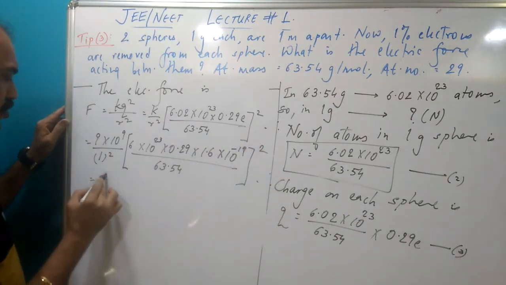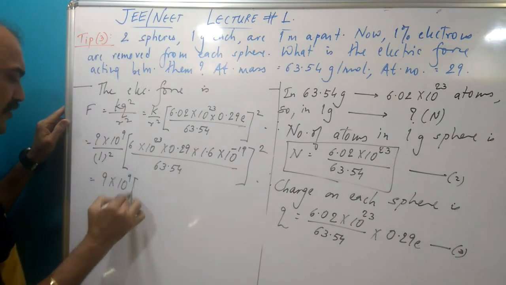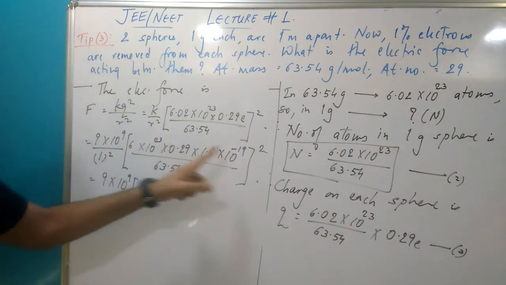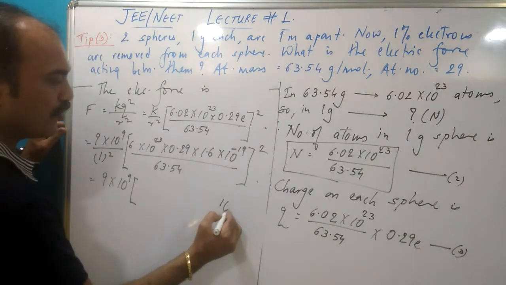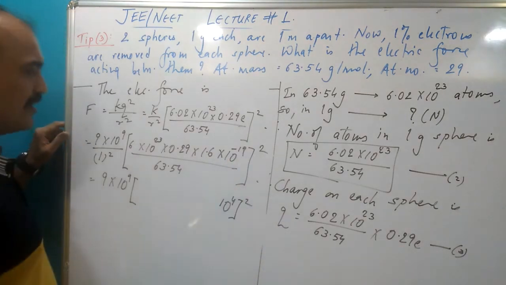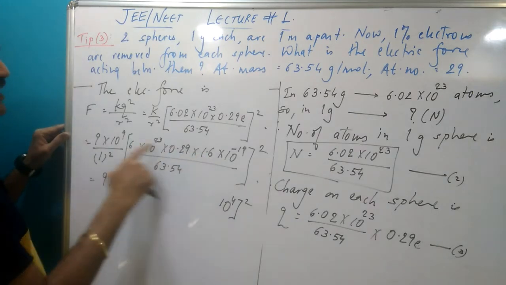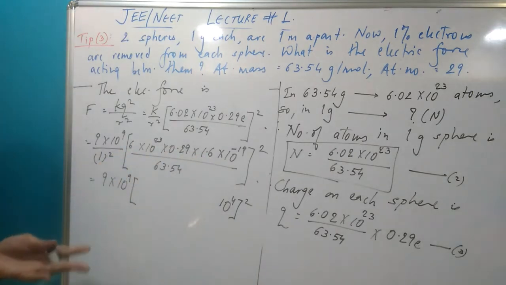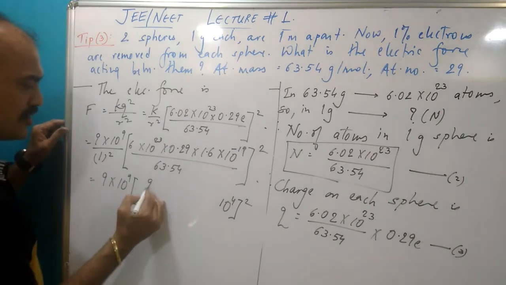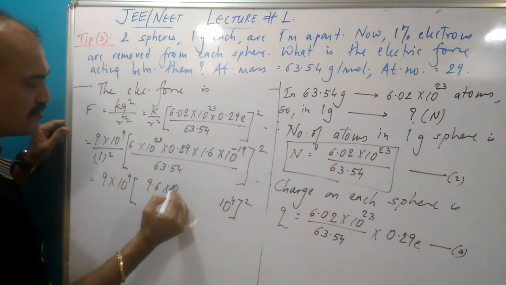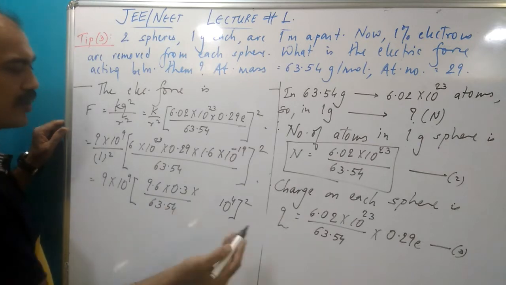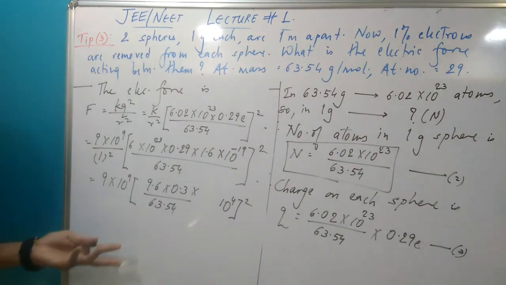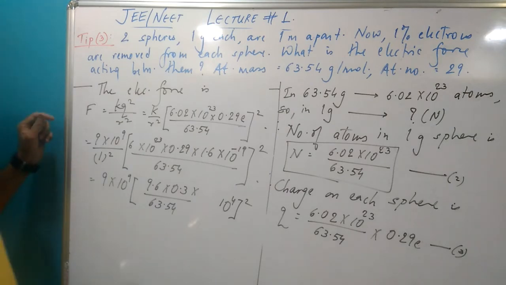We'll get to a rough idea, which is all we need. 23 minus 19 is 4. So 10 raised to 4 whole square will come over. 16 6s are 96, 9.6. So 9.6 into 0.29, which is 0.3, upon 63.54. I'm sure you will be able to work this out.